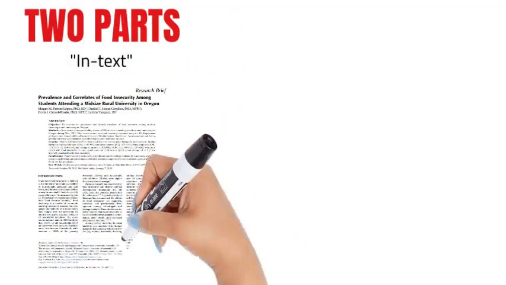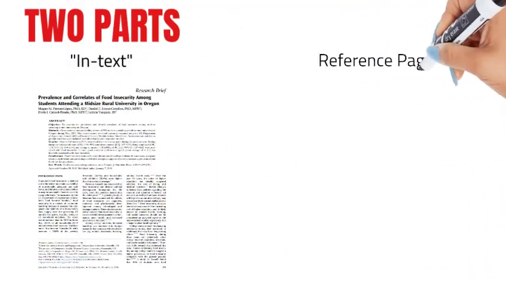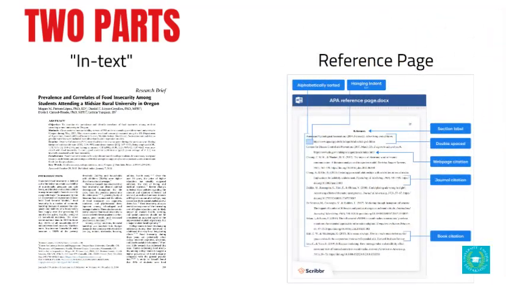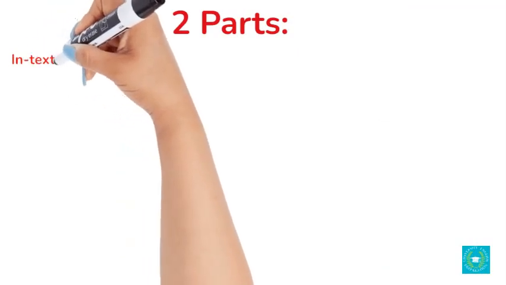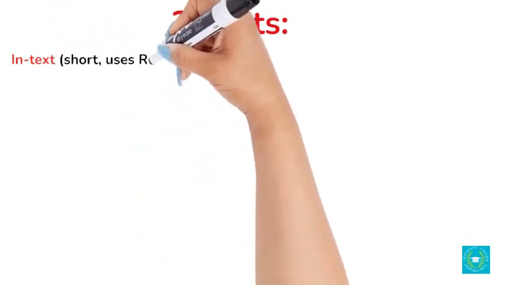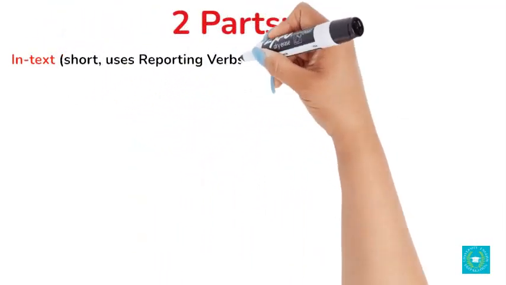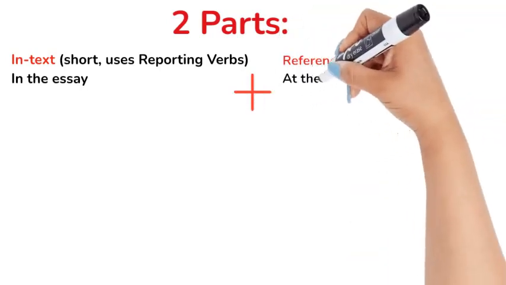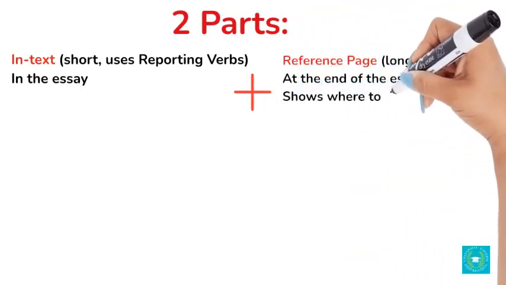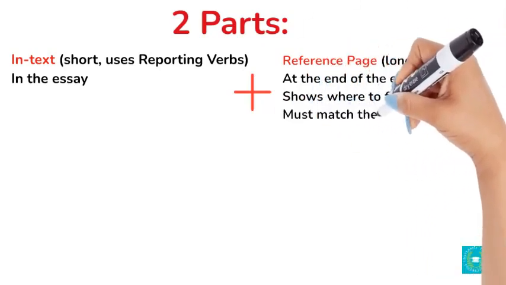Citing is pretty easy once you get used to it. There are two parts, in-text and reference page. The two parts to citing are the in-text, which are short and have reporting verbs like according to Smith 2018. This has to match up with the reference page. The reference page shows the reader where they can find your information. They have to match like socks.